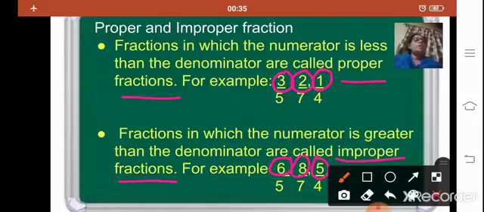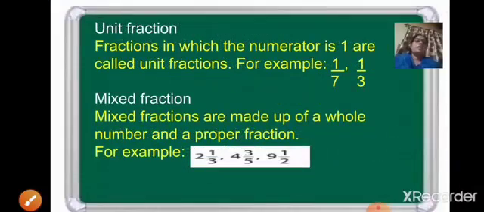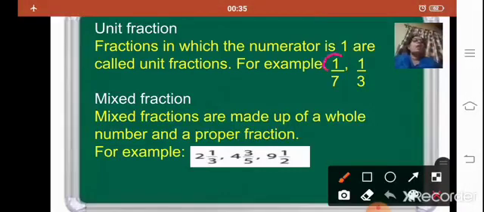Now what are unit fractions? Fractions in which the numerator is 1. They don't have any other number, the numerator is always 1. The denominators can be different, but if the numerator is 1, such fractions are called unit fractions. And what are mixed fractions? Mixed fractions are made of a whole number and a proper fraction.